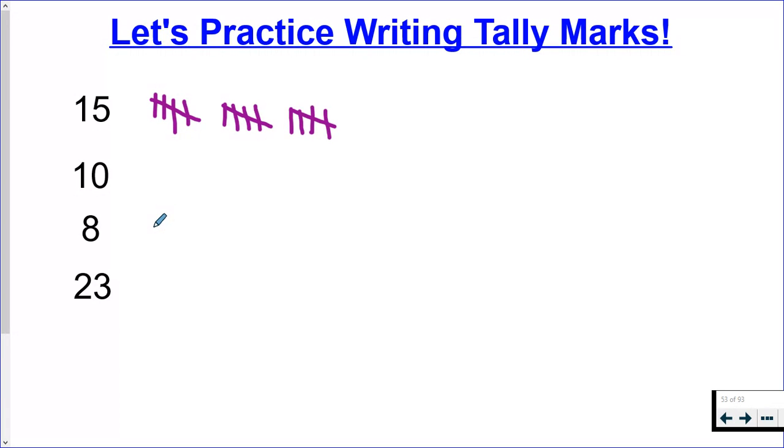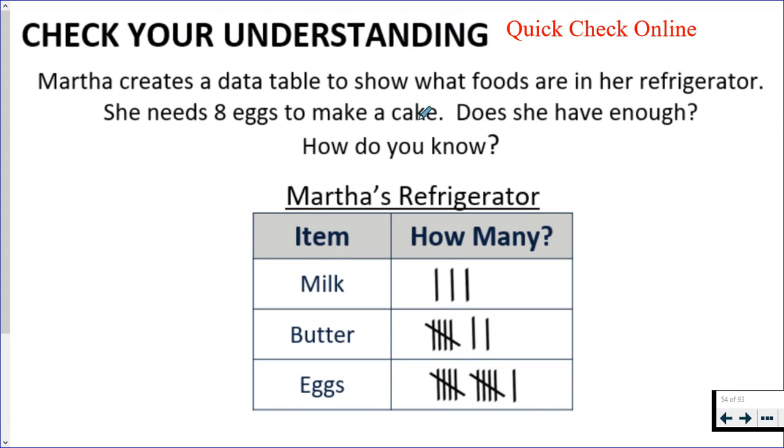Let's do 8 right here. So we show 1, 2, 3, 4, across for the 5th, 5, 6, 7, and 8. It makes it easier to count when you have groups of 5 and then just some 1s left over. For the sake of time, I'm going to leave it at that. Go ahead and try 10 and 23 on your own separate sheet of paper. Let me know how that works for you. And then you're going to go on Canvas and do the quick check online. If you can't access Canvas, then go ahead and do it on a separate sheet of paper.